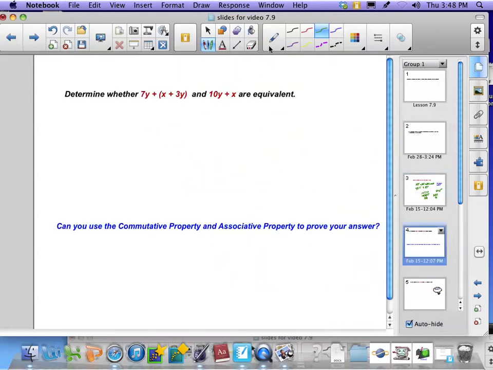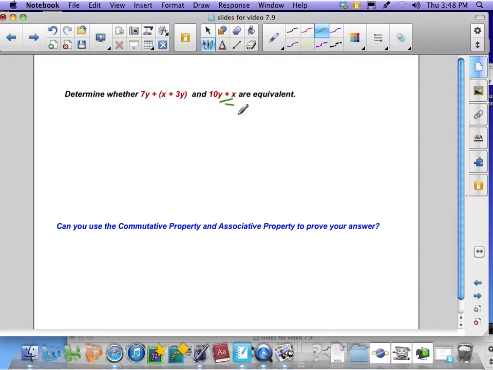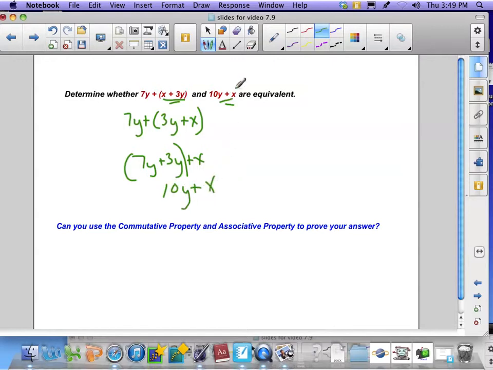10y plus x, there's nothing I can combine here. There are no like terms. Over here, 7y, I'm going to rewrite this and change the order of 3y plus x. The commutative property of addition tells me I can add numbers in any order and I'll get the same sum. So now I have 7y plus 3y plus x. The associative property tells me I can group them in any order. So 7y plus 3y is 10y. I've got 10y plus x, and that's equivalent to 10y plus x.